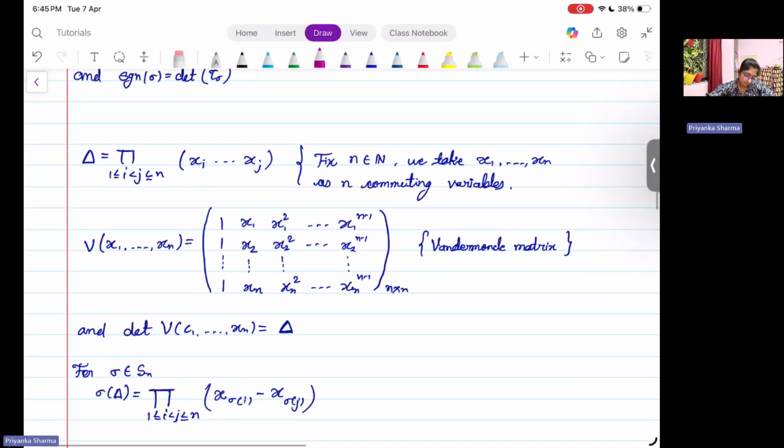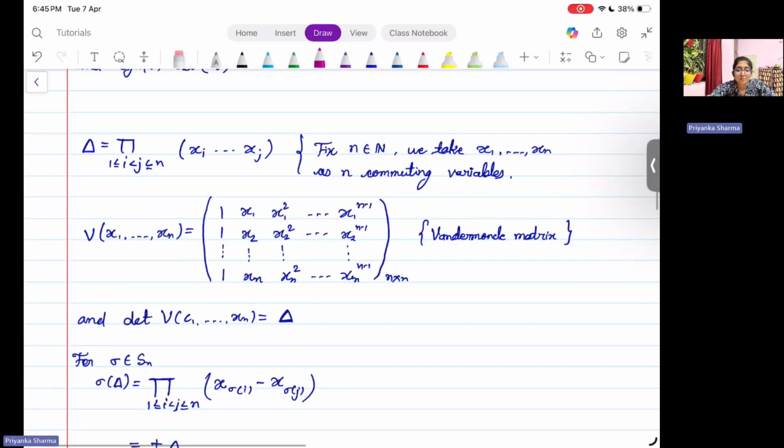There is another definition for this sign map. This is the Vandermonde matrix, and its determinant is some delta, where this delta is actually this product of x_i minus x_j. Here we are writing x_1, x_2, up to x_n as n commuting variables.